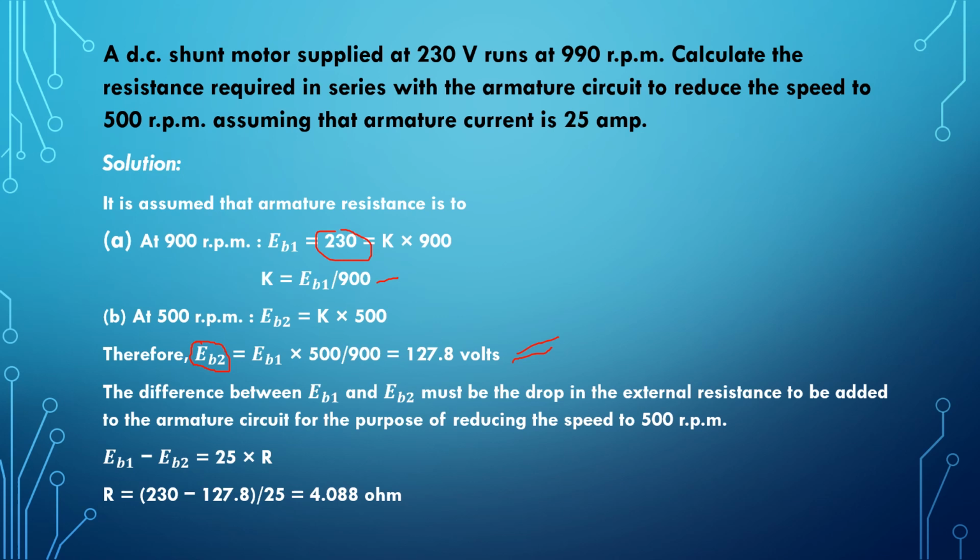So transpose 25 to find R. So R equals 230 minus 127.8 over 25. So it's equal to 4.088 ohms.